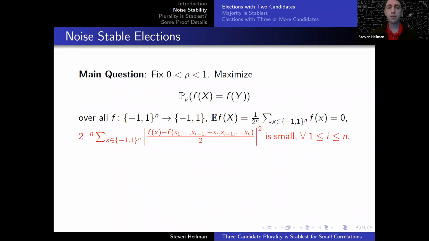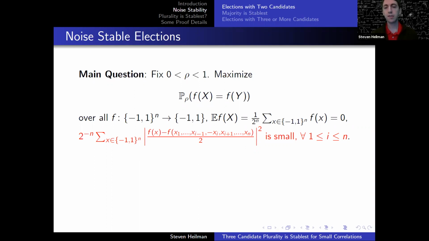So we're going to add an extra assumption that will eliminate the previous example of a dictator function. We're going to assume what I have written here: all of the partial derivatives of f are small. So this will eliminate the previous example of a dictator function.